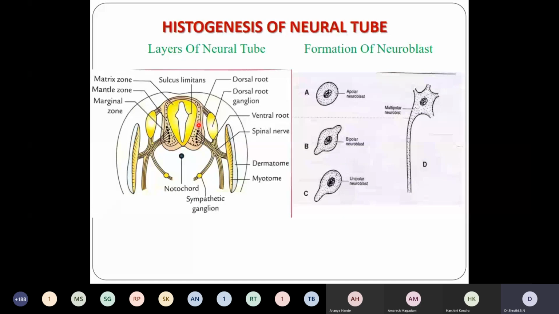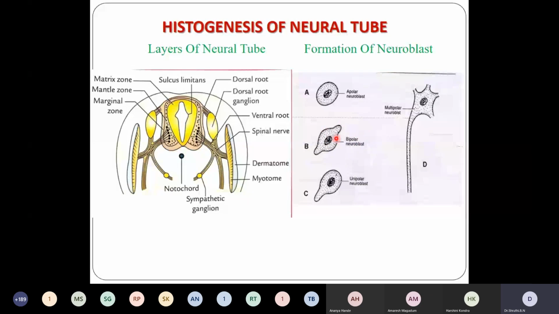So this mantle layer has two types of cells, spongioblast and neuroblast. Neuroblast forms the neurons and spongioblast forms the glial cells. They are the astrocytes and oligodendrocytes. See, neuroblast will be immature in the initial position, that is like an apolar neuroblast like this. As the development progresses, it presents two processes on either side. When you have two processes on either side, it is called bipolar neurons.